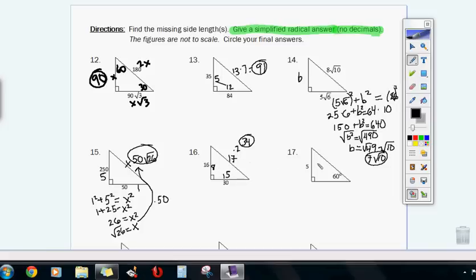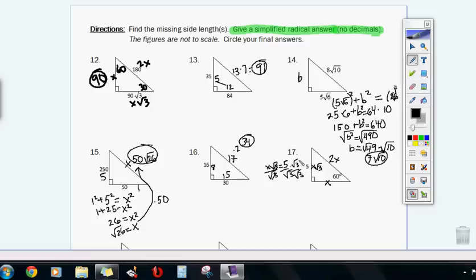Okay, so now number 17. You're always going to use my hint, hopefully, that opposite the 30 you're going to label with an x. Opposite the 60 is going to be the x root 3, and opposite the 90 is going to be 2x. Now, 5 is supposed to be equal to x root 3, so what we're actually going to do here is write x root 3 is supposed to be equal to 5. Then we're going to divide both sides by that root 3, because the whole goal here is to get the x by itself. And then I'm going to rationalize by multiplying by root 3 over root 3.